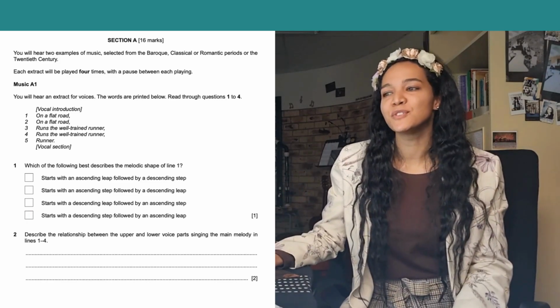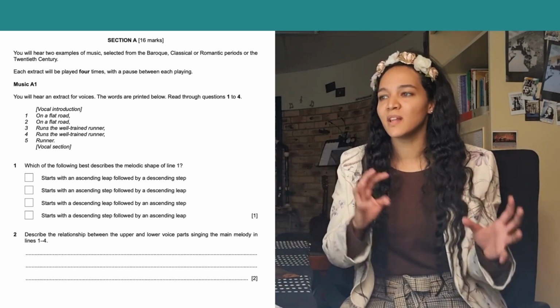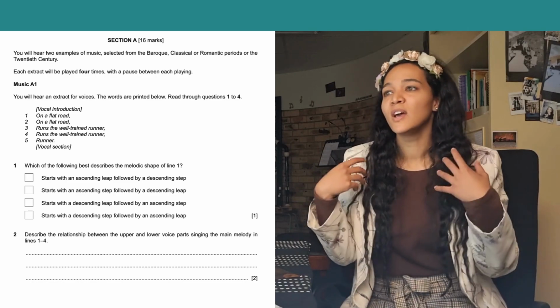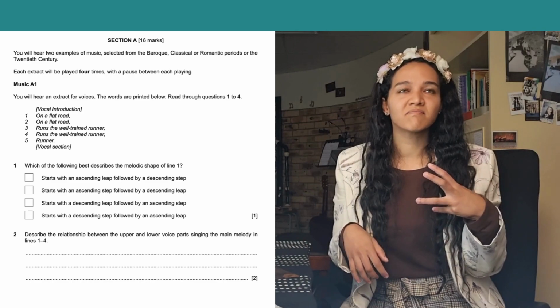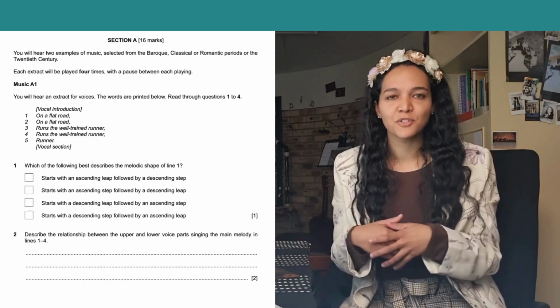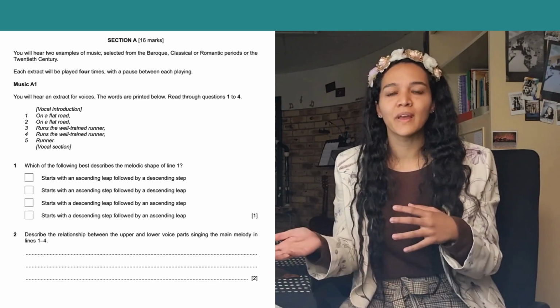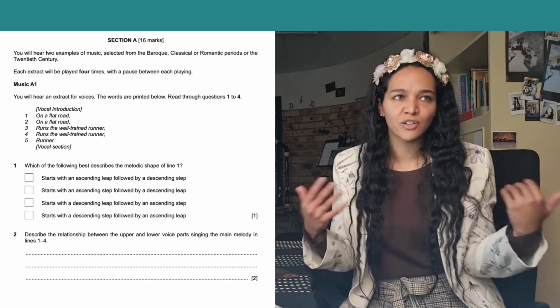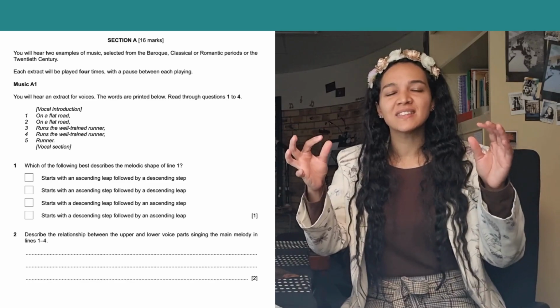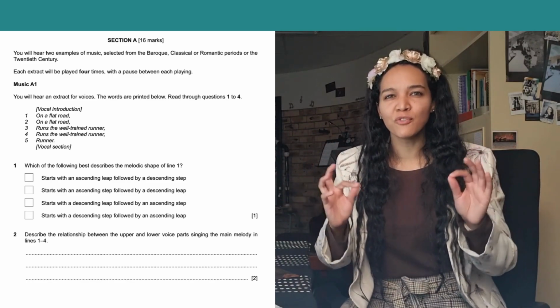Then we go to question 2. Describe the relationship between the upper and the lower voice parts, which sing the main melody, which is on those first 4 vocal lines. So, of course, they sing in a very polyphonic style, so to speak. They sing in canon or they imitate one another. We can say that. The lower voices also sing a whole octave lower. So yes, they're singing the same notes, but it is removed by an octave.